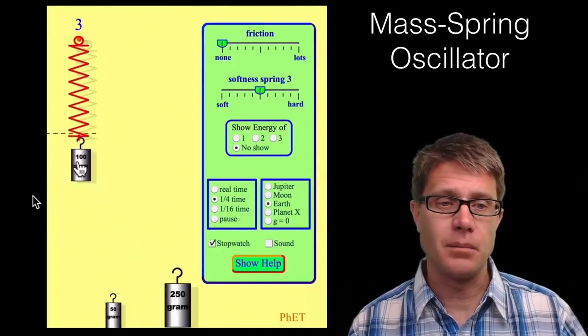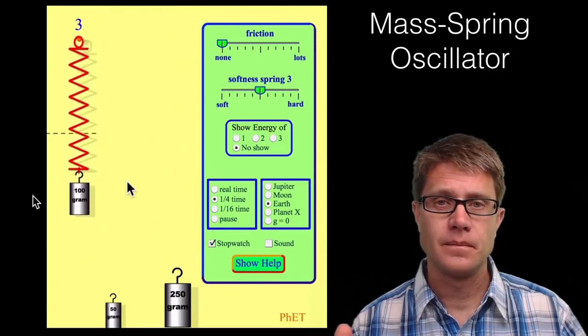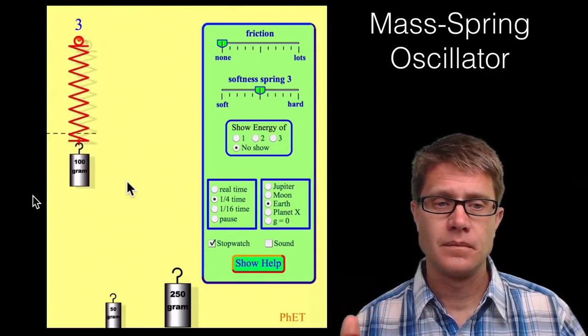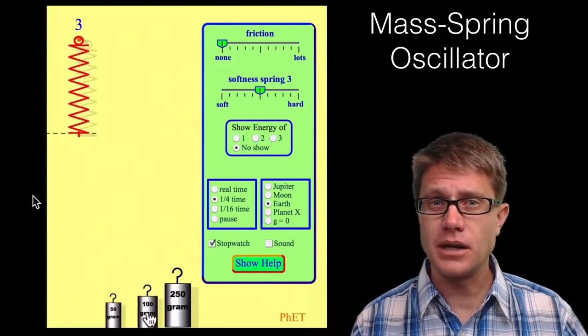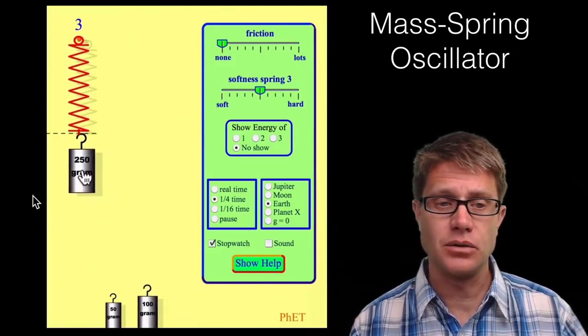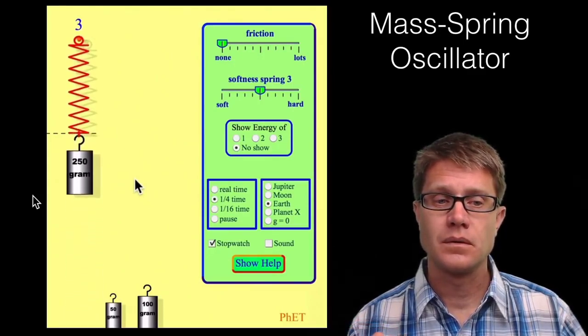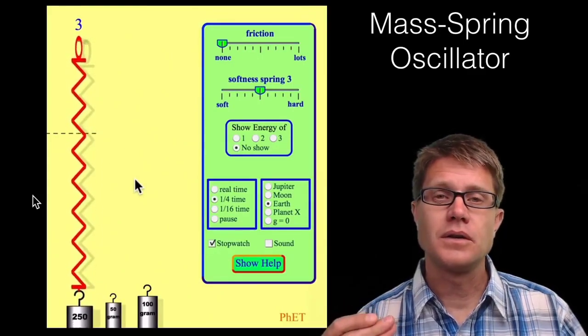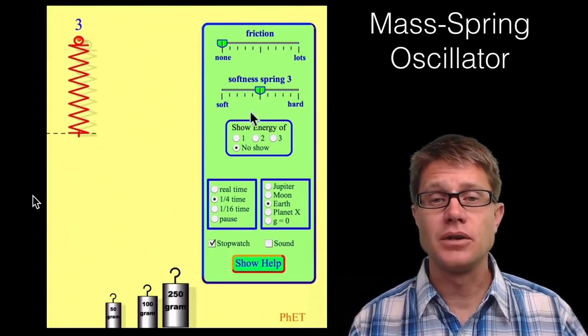Now let's put a 100-gram mass on there, and let's listen to the period again. Okay, so you can see that we're slowing down the period as we increase the mass. Let's put 250 grams on there. So you can see that as we increase the mass on that spring, then we're increasing the period.